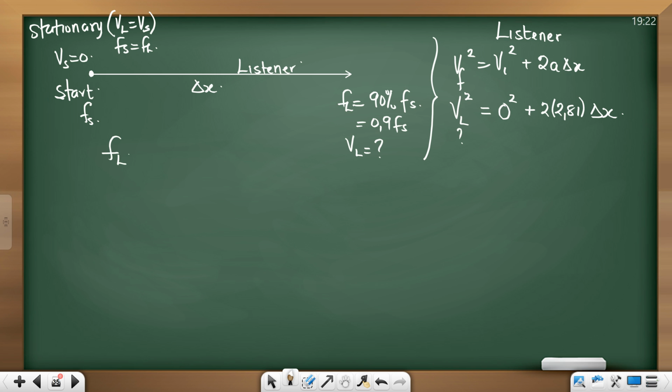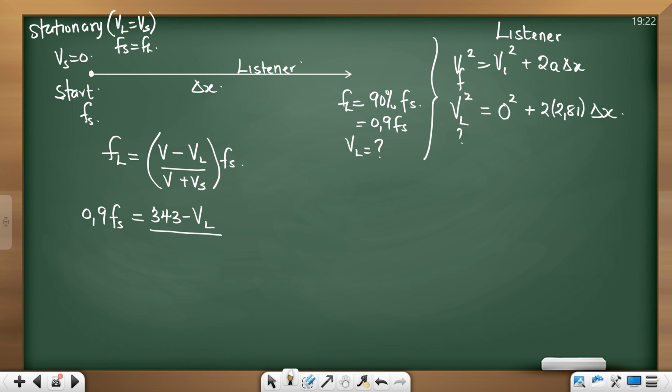Check now. FL equals V minus VL over V plus VS, which I don't really put, but let's check. What is FL? It is 90%, which is 0.9 Fs. What is my V? They said 343, right? Do I know VL? Do you see I don't know? 343 plus 0. Can you see what's remaining? From there, I'm going to get my VL. How do I get that? Divide both sides by Fs. Make sense?